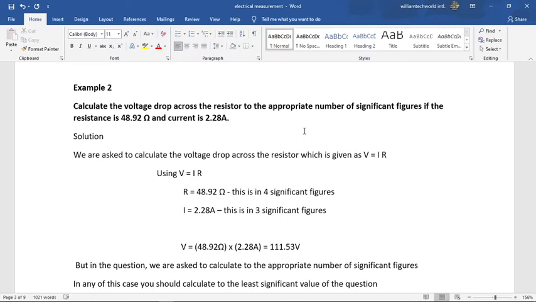So now we are dealing with significant figures here. Using the formula V = IR, we are given the resistor value to be 48.92 and the current to be 2.28. Now the R that we're given, the resistor value, is 48.92, and we can see that we have four significant figures there.